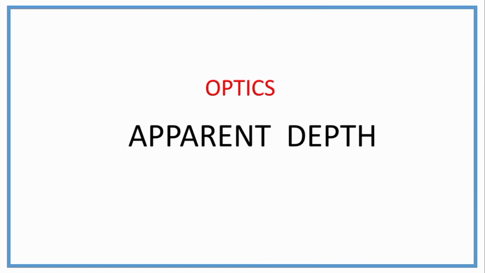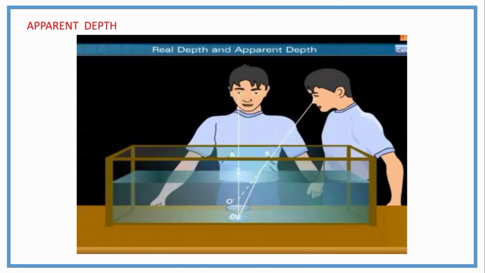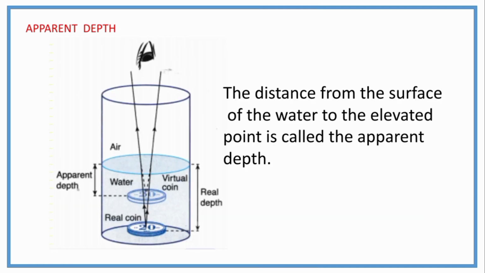Good morning to all. In this seminar, we will learn about what is apparent depth and its derivation. We notice that when we see the bottom of the water surface from the top angle, the bottom surface is slightly elevated. The distance from the surface of the water to the elevated point is called apparent depth. Now we derive the expressions for the apparent depth.